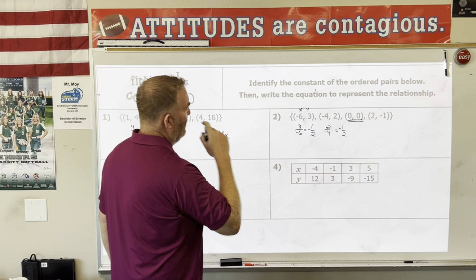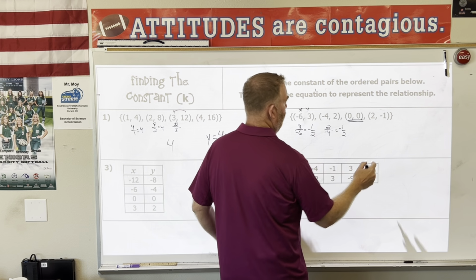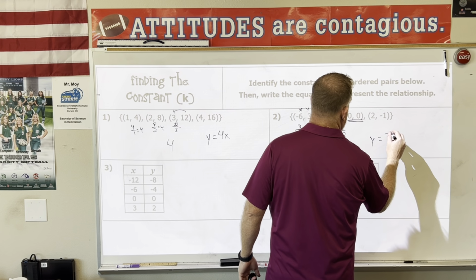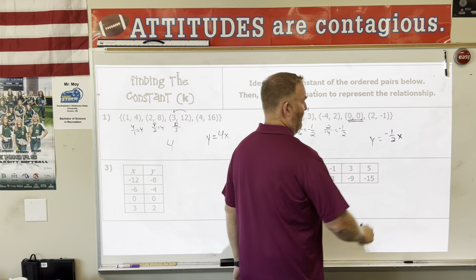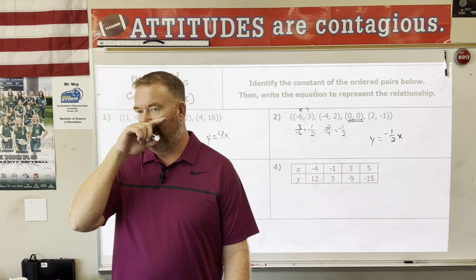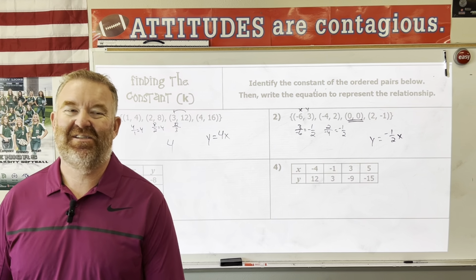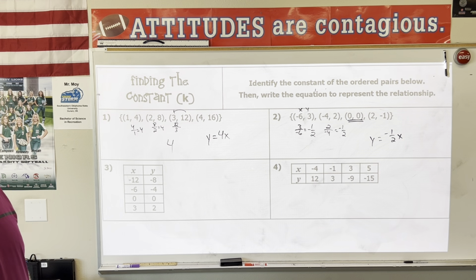All right, here we go. So what's my constant, guys? What do you guys got? Y equals negative 1/2 what? X. The constant always goes in front of the x, kind of like your slope. Everybody good? Okay, do me a favor. Do number 3 and number 4. Remember the y goes on top.